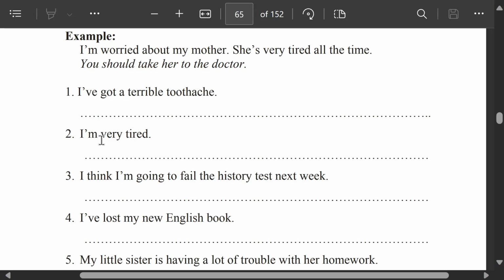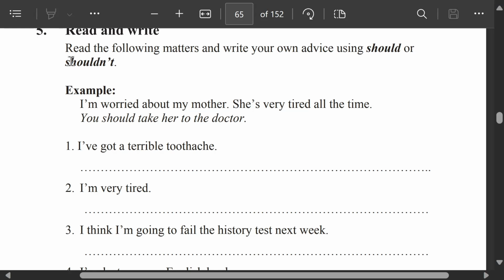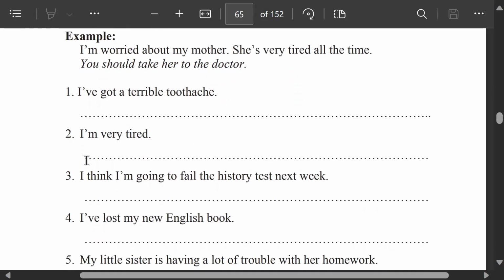Terrible means very bad. Terrible. You should go to. Yeah, we can use should or shouldn't here. That's the intention. But we could say, for example, what? You should go to the doctor. Yeah, you should go to the dentist. Dentist, right? Yes. The tooth doctor. The dentist. I've got a terrible toothache.